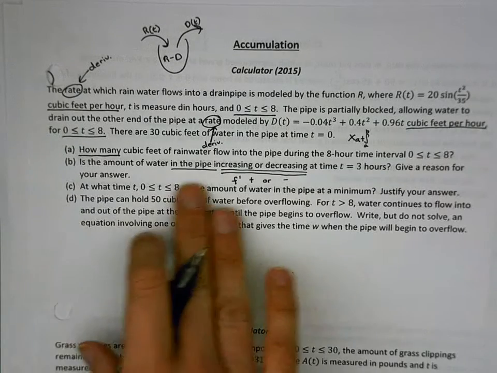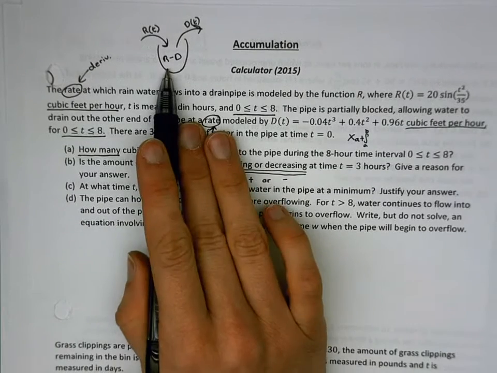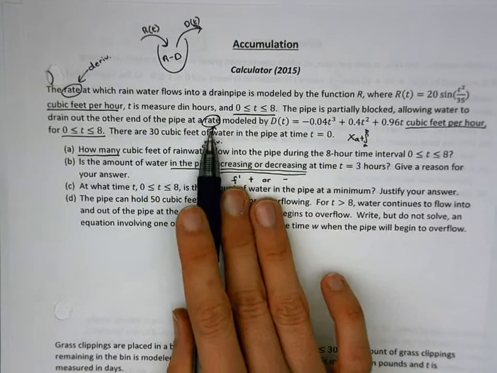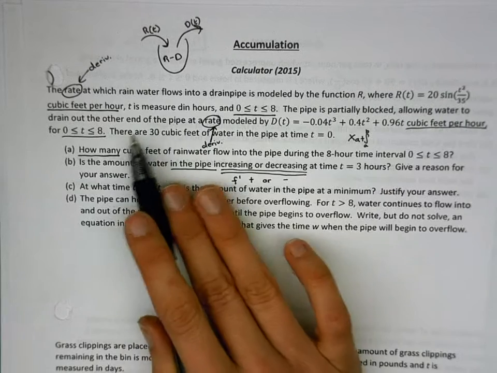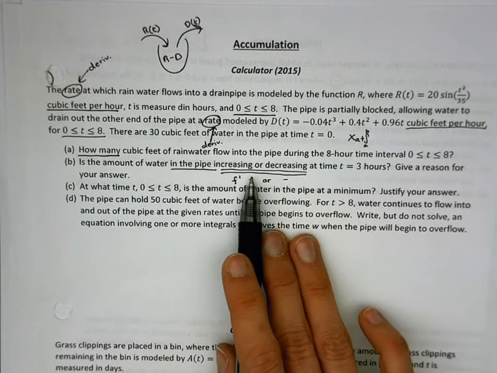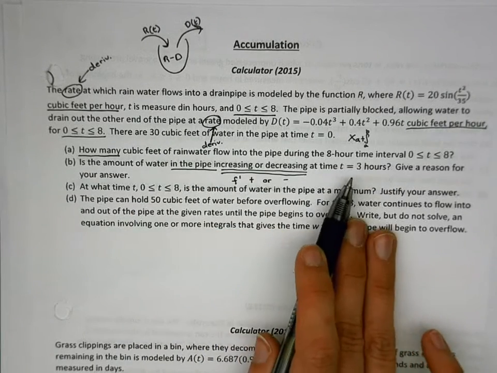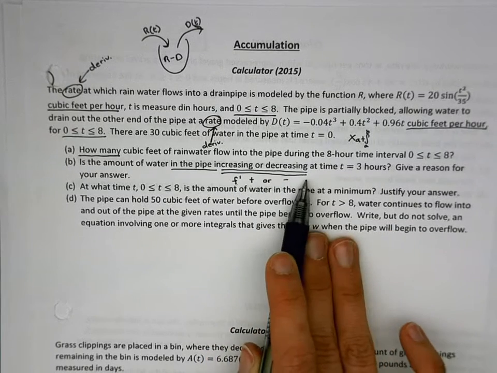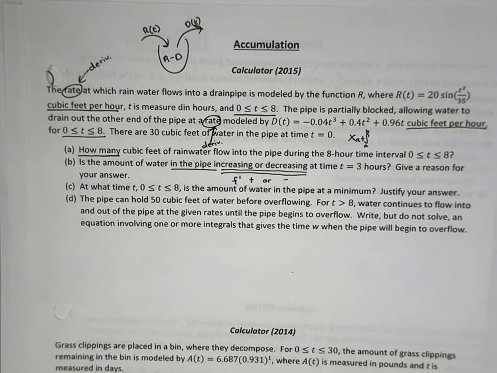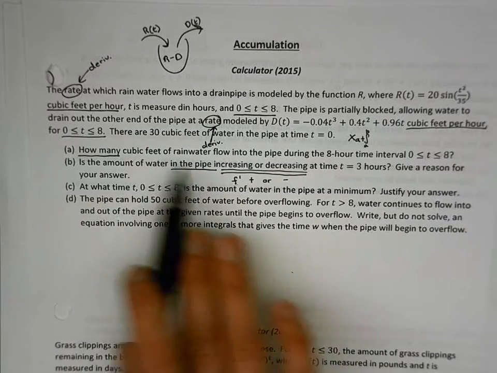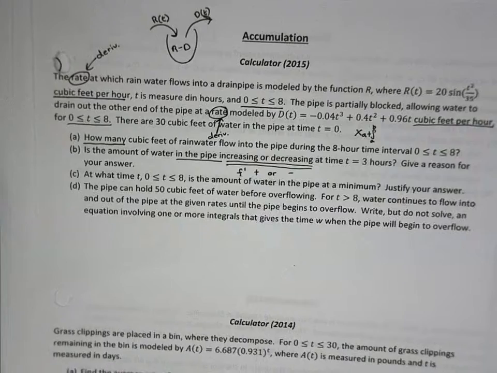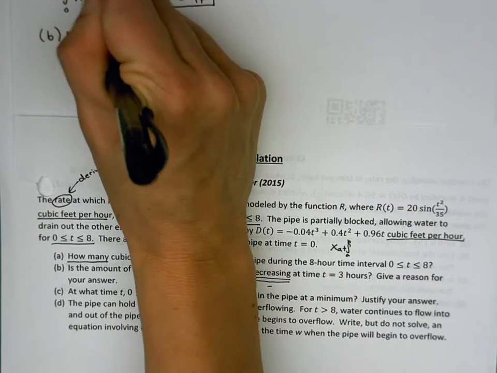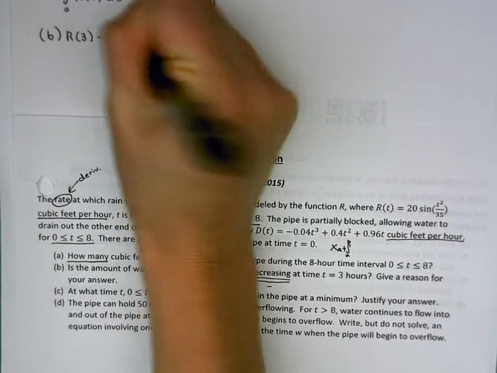Okay, well, what's the derivative of the water in the pipe? R minus D. That's what R and D were. Remember, R was a rate and D was a rate, meaning these are already derivatives. In essence, what they're asking me here is, at t equals 3, is R minus D positive or negative? Because then I would be able to know whether my function of the amount of water in the pipe was increasing or decreasing. And so that's what part B involves. We're going to figure out, well, what is R of 3 minus D of 3?